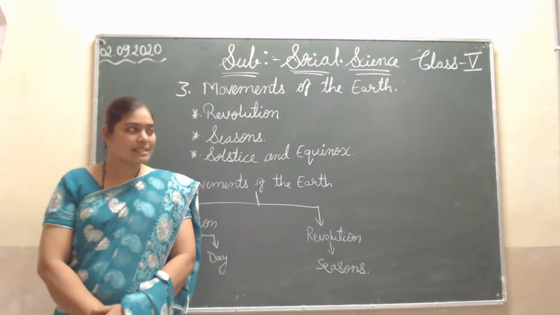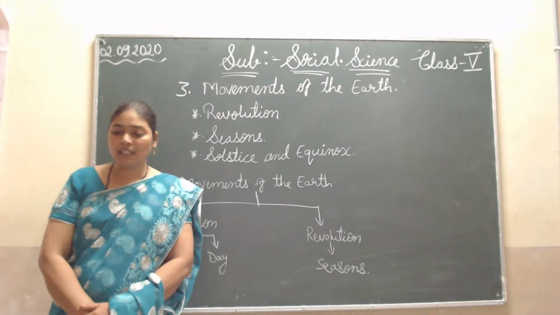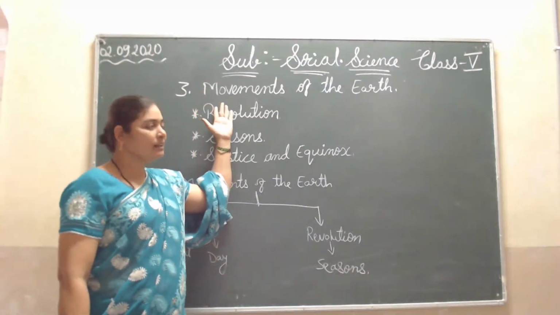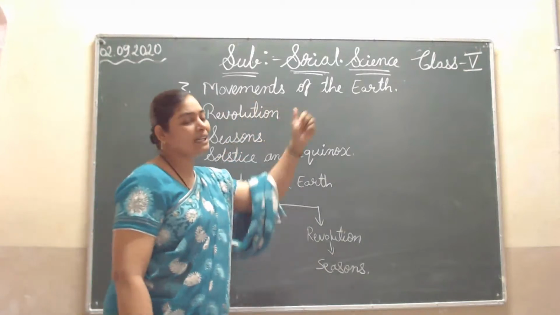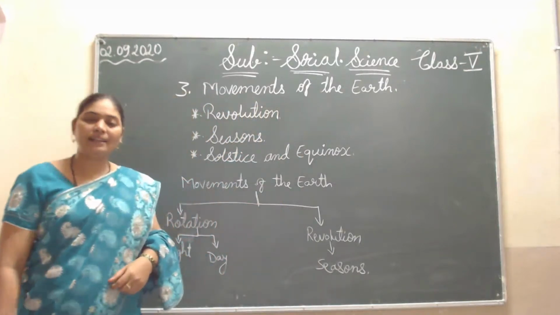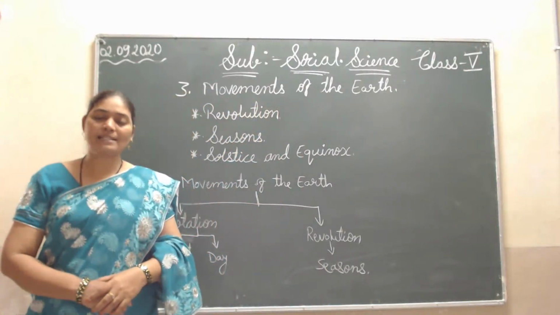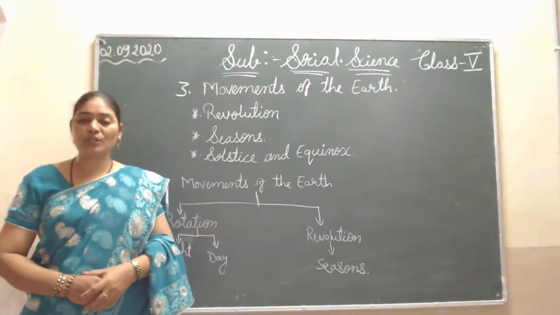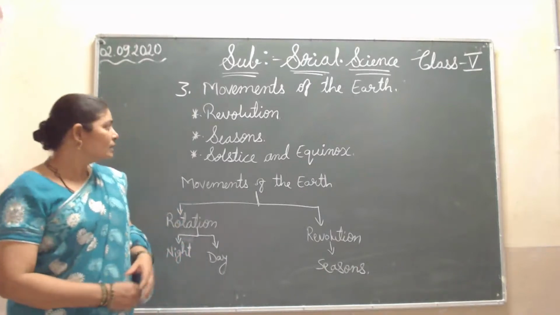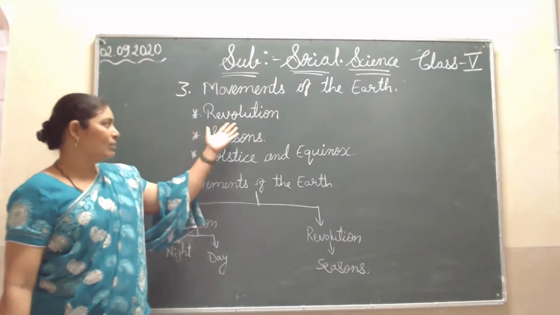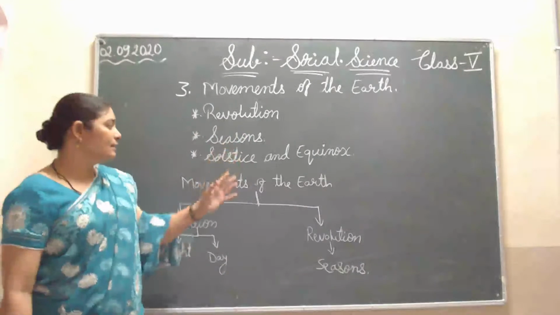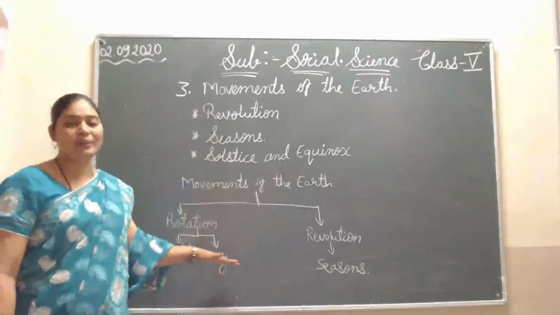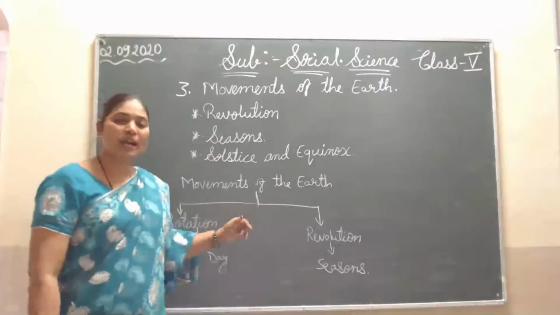In the previous class, I explained the rotation. This is lesson number 3, movements of the Earth. In that class, I explained about the rotation of the Earth. Now in this class, we will cover revolution, then seasons, then the solar system, ecliptic, and how these movements happen. So here I have given the chart.